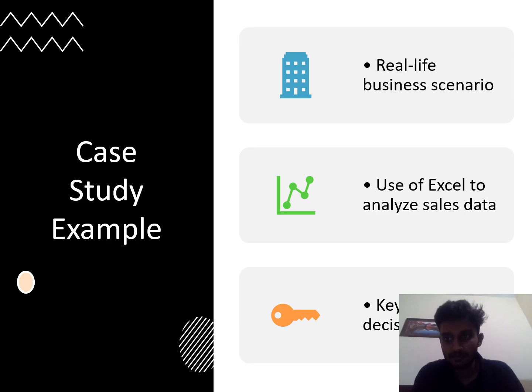Imagine a retail company wants to improve its sales and inventory management. They use Excel to analyze last year's sales data using pivot tables. Then they apply forecasting to predict next month's demand. They also use scenario analysis to test different price points. As a result, they reduce overstock, improve profit margins, and make faster decisions.